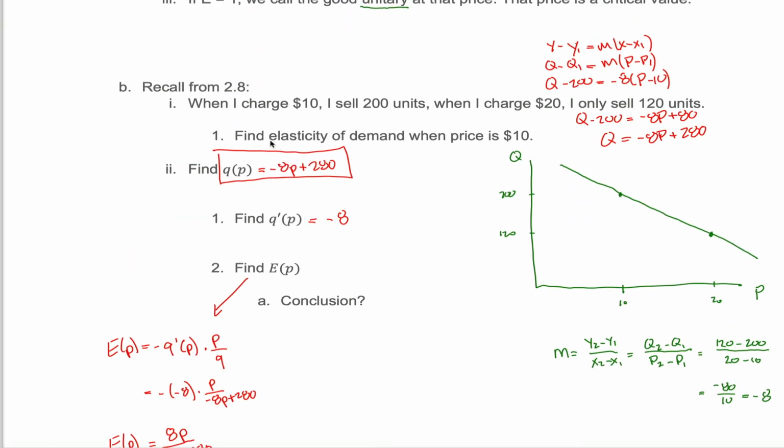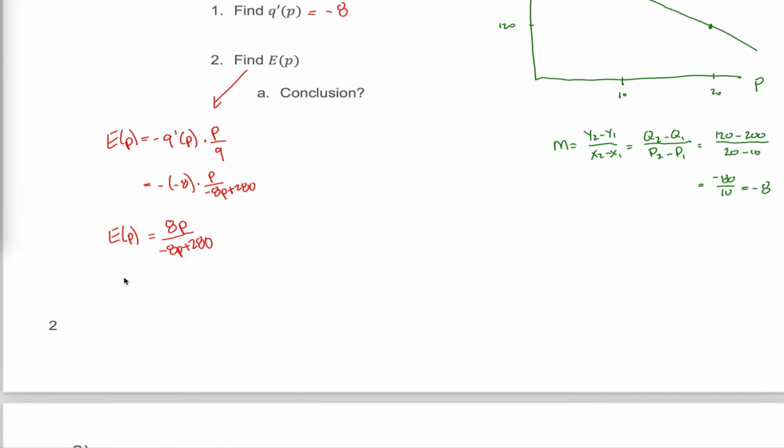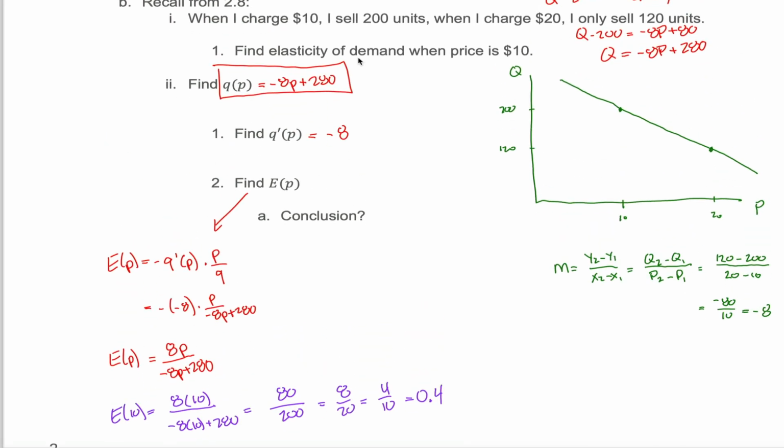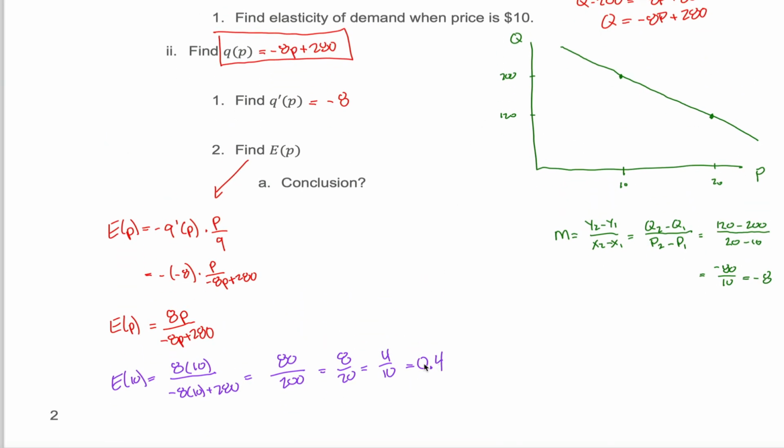What can we do with this? Well, the original question was to find the elasticity of demand when the price is $10. So we're not trying to figure out E of p, we're trying to figure out E of 10. Well, that's easy enough. E of p is given by this formula, so E of 10 would be 8 times 10 divided by negative 8 times 10 plus 280. E of 10 is 80 divided by negative 80 plus 280, which is 200. If I reduce this fraction, I got 8 over 20, in other words, 4 over 10, in other words, 0.4. My elasticity of demand for this product when the price is $10 is 0.4.